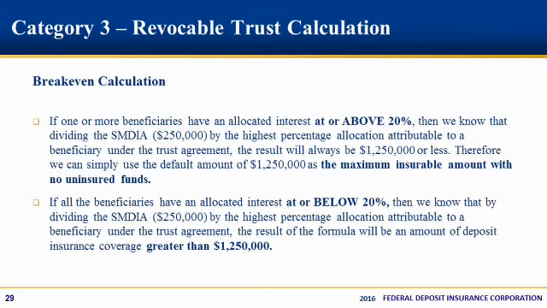If all the beneficiaries have an allocated interest at or below 20%, then we know that by dividing the SMDIA of $250,000 by the highest percentage allocation attributable to the beneficiary under the trust agreement, the result of this calculation will be an amount of deposit insurance coverage greater than $1,250,000, and your depositor can deposit this amount and be fully insured.